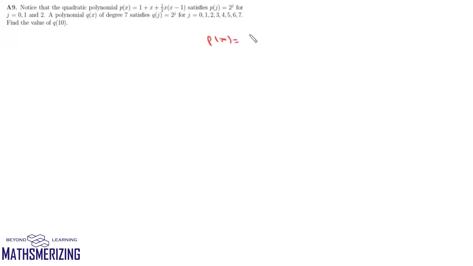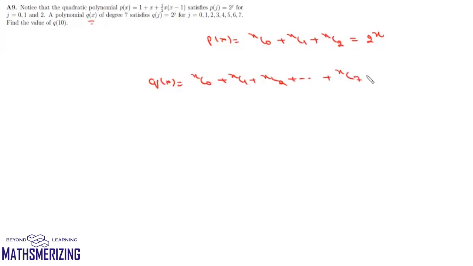This p(x) can be expressed as xC0 plus xC1 plus xC2, and that will be simply 2 to the power x. Now for this polynomial q(x), we know that nC0 plus nC1 plus up to nCn is 2 to the power n. So we can write this polynomial q(x) as xC0 plus xC1 plus xC2 and so on up to xC7.